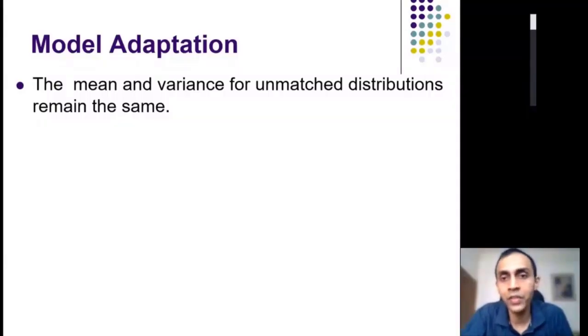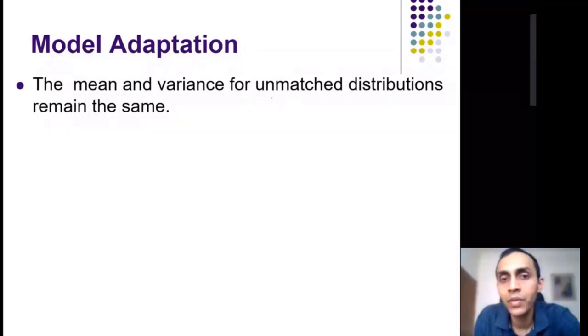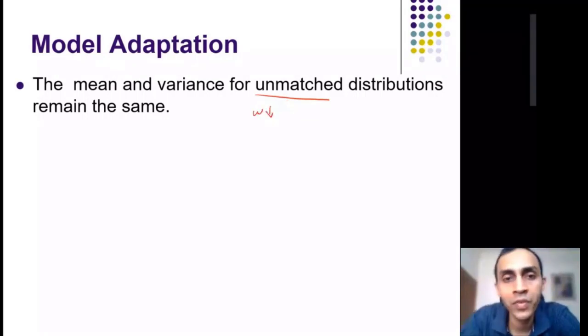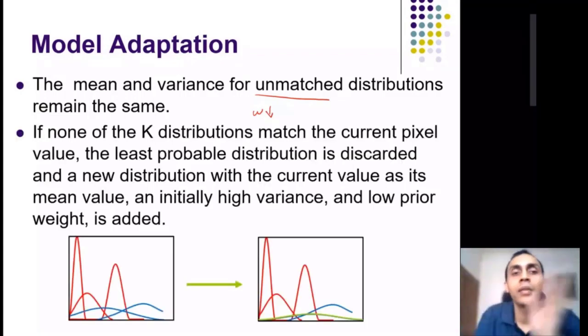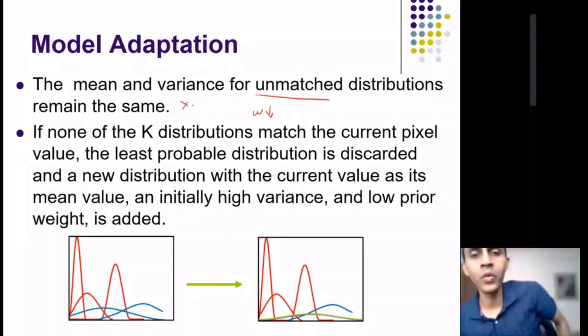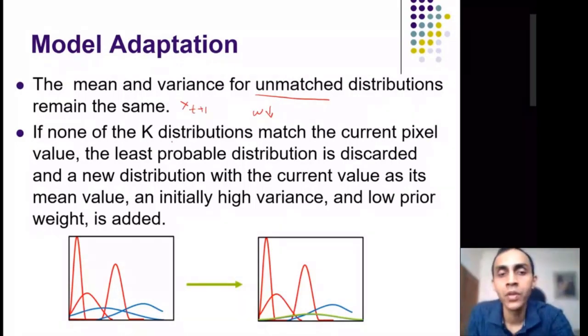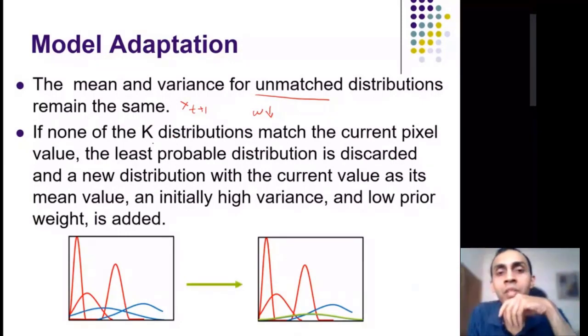So as we said, the mean and variance for the unmatched distributions remain the same. Only the weights for the unmatched distributions will reduce. Now, it may happen that the particular pixel value at time t plus 1 did not match any of the k distributions. It may belong to a totally new object which was not observed. It can be part of the foreground region. A new object comes into the picture. So this intensity value may not match any of the distributions that we were modeling.